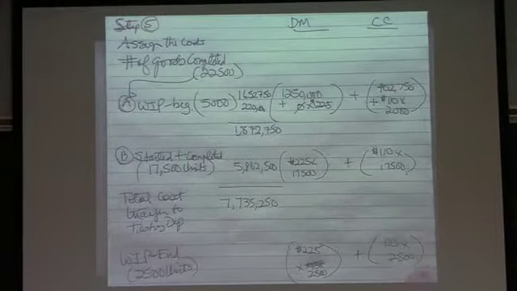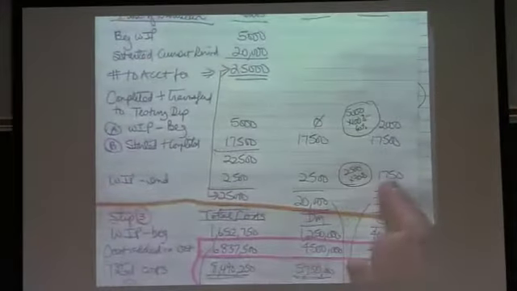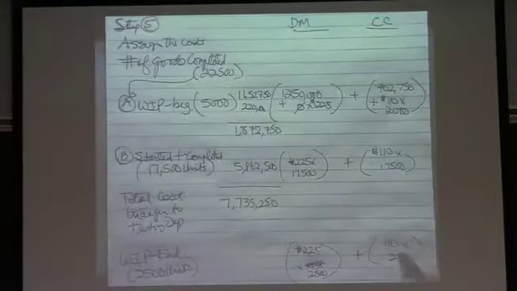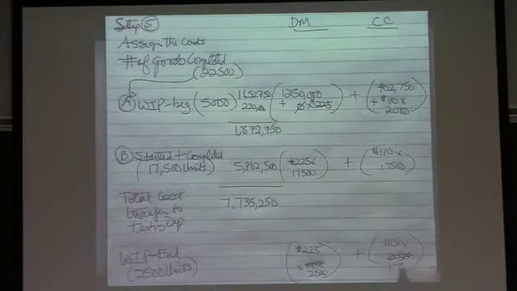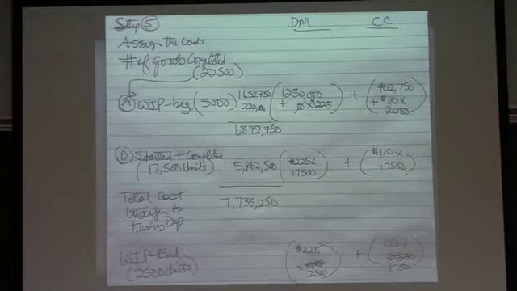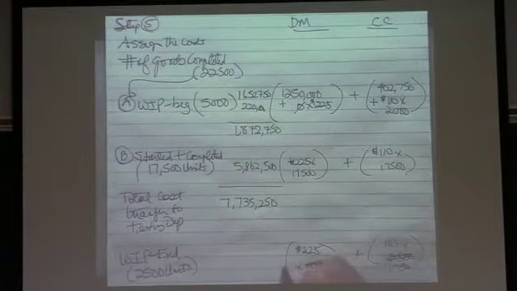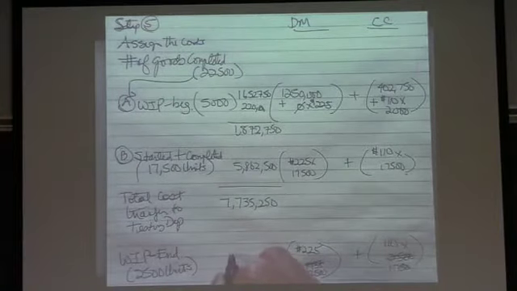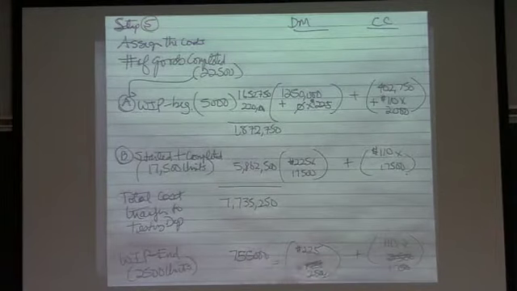Oh, sorry, it's not 2,500, right? Hold on, it's 2,500 and 1,750. Sorry, it's 1,750 here. So it's easy to make a mistake. So it's very, very important that you understand the flow of these goods.